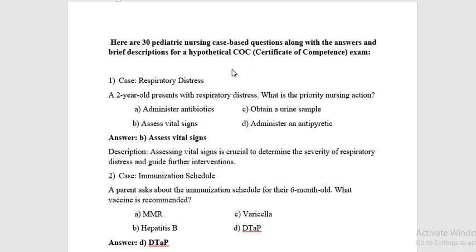Here are 30 pediatric nursing case-based questions along with answers and brief descriptions for hypothetical COC, or certificates of competence, exams. These questions are used for all nursing students based on the COC exams.